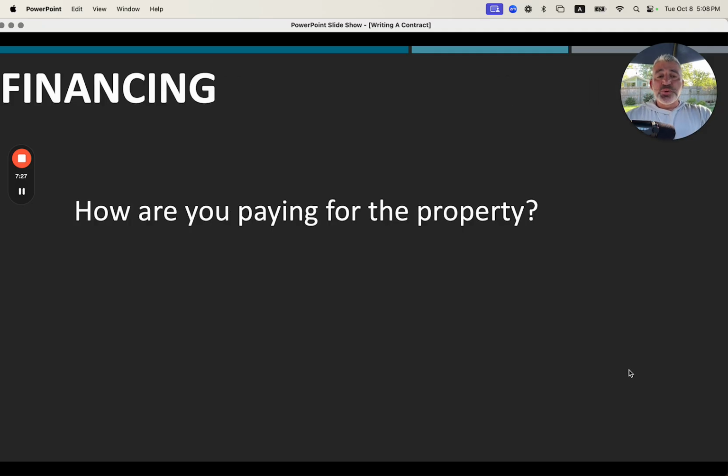Financing. How is the property going to be paid for? Is it going to be cash? And here's the deal with cash, guys. Cash can come in a lot of different ways. Cash can be a hard money lender, which is also considered cash. A private money lender, a home equity line of credit, and just wiring cash can come as cash. That's one of the ways that we like to buy these.